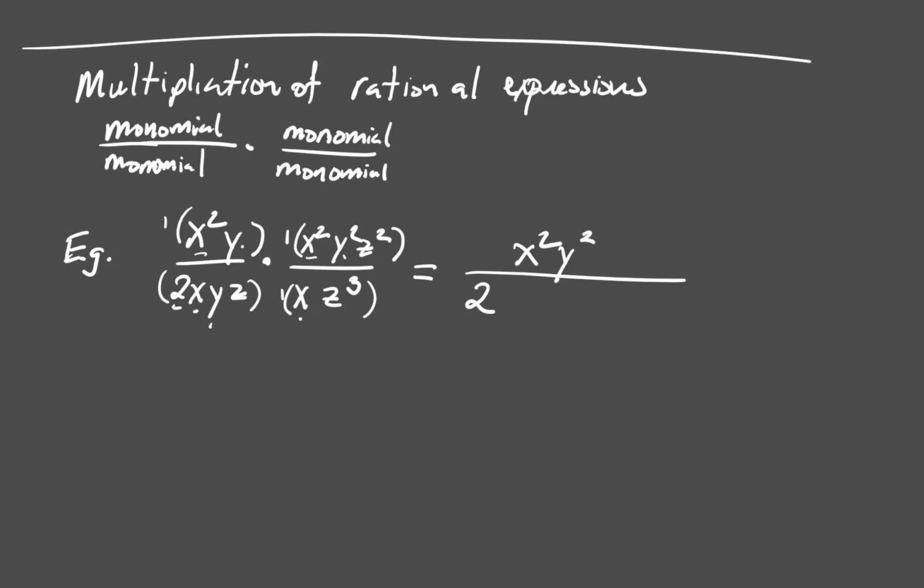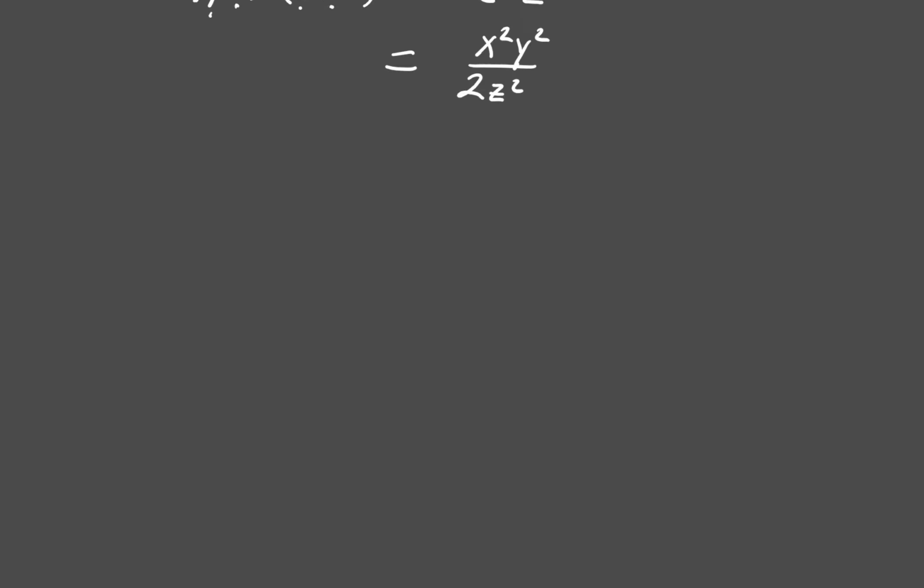For the z's, I have 2 on the top there, but I have 4 on the bottom. So 2 on top and 4 on bottom means that there's 2 z's left over on the bottom after all the canceling happens, right? Okay, so I've got x squared y squared over 2z squared as the result of that monomial multiplication.